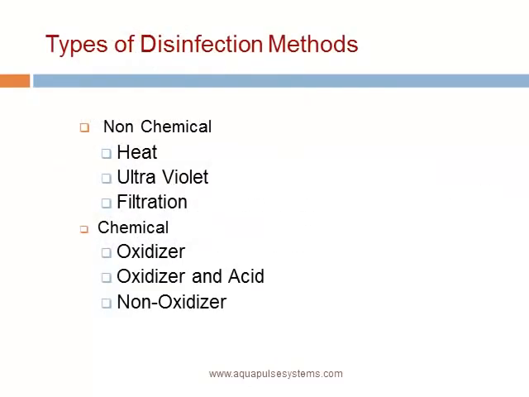Types of sanitizers are broadly either non-chemical or chemical. Chemical sanitizers may be either an oxidizer such as ozone, peracetic acid, hydrogen peroxide, chlorine dioxide, or an oxidizer that needs an acid to adjust the pH and to activate it, such as chlorine, or it may be a non-oxidizer such as copper.